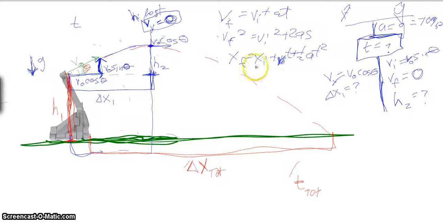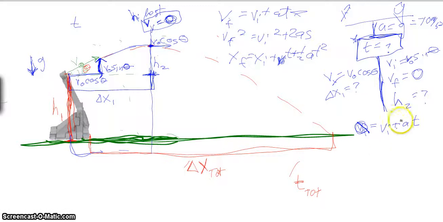All right, so we should be able to, because you got to find time, you got to find your delta x, you got to find your height. So let's start off with time. You can find your time with this one, because I'm going to rewrite it real quick. You got velocity final equals velocity initial plus acceleration times time. Okay, velocity final, that's 0.